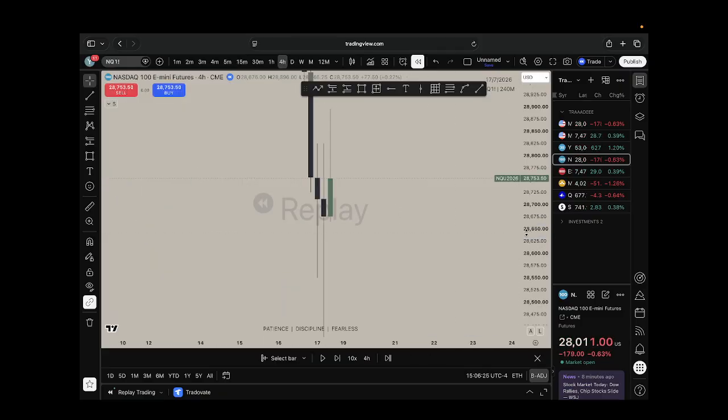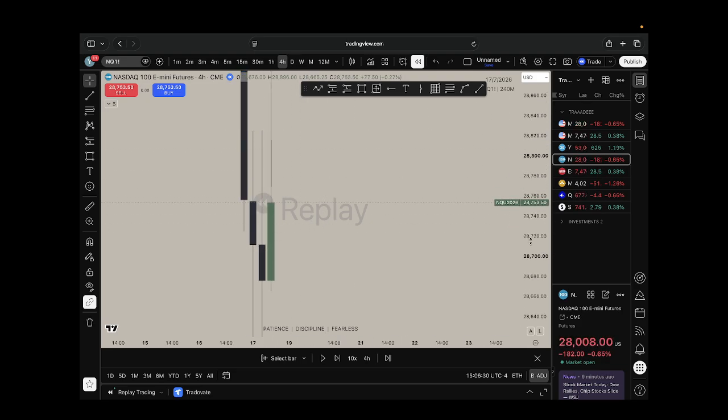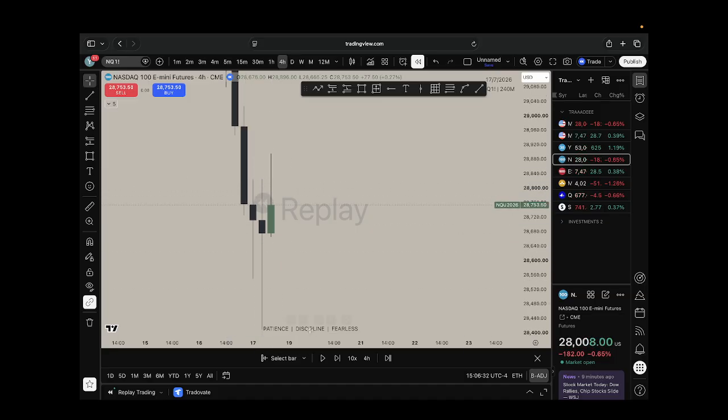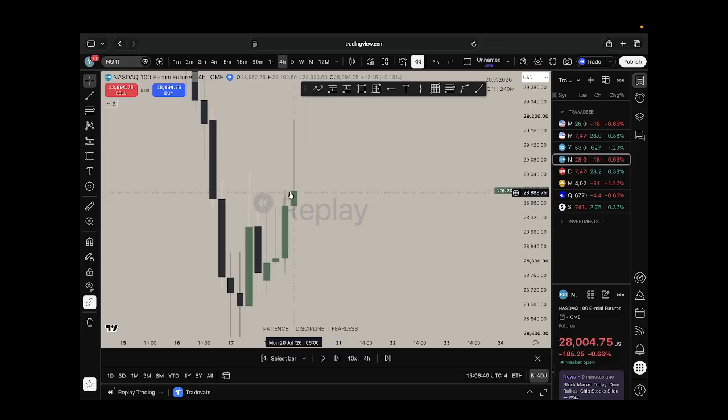All right, first of all, we'll go see our bias. Okay, that's right. This day we had no bias because we ended up sweeping out both sides of the range. Of course, we have to start with our bias. First things first. Okay, this day we end up having a bearish bias. Why? Because we close inside the 2 a.m. candle high right here.